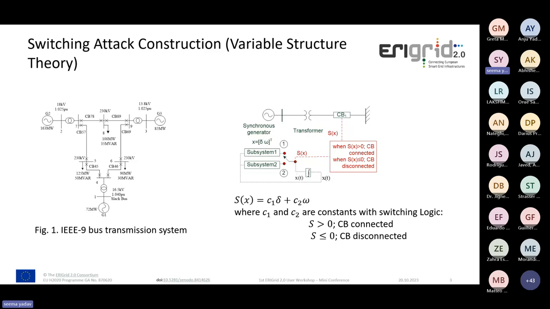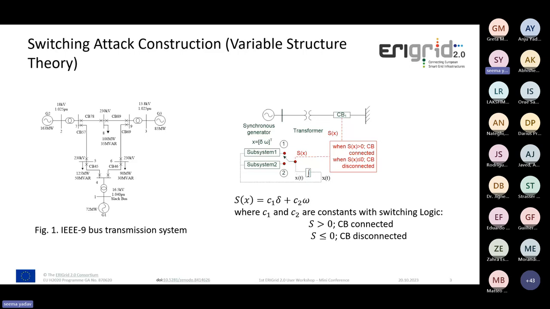So my proposal is: why not make a stable system unstable? I'm going to make a system that is initially stable, operating at a stable initial condition. Using variable structure theory and the Lyapunov function, I will make the system unstable. And we will also study its consequences.